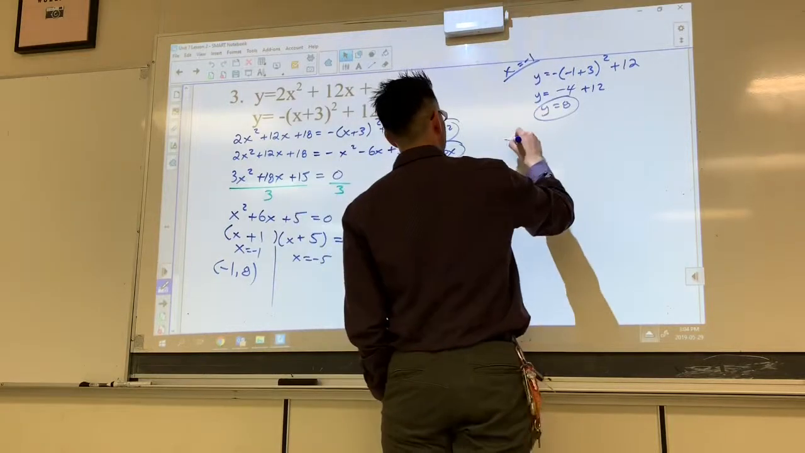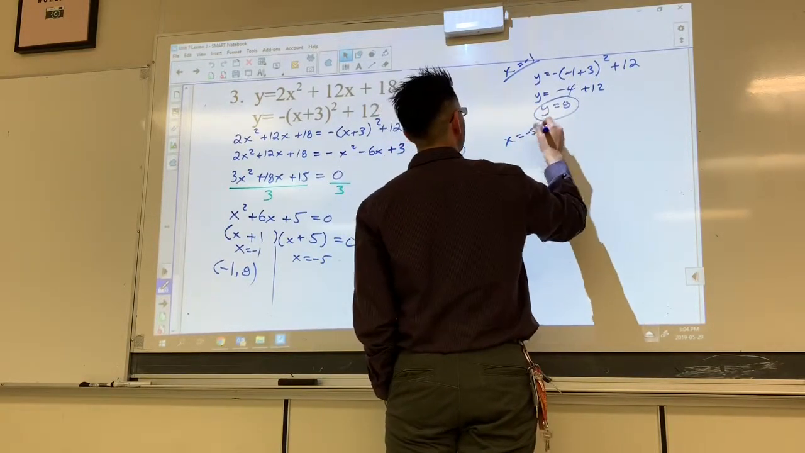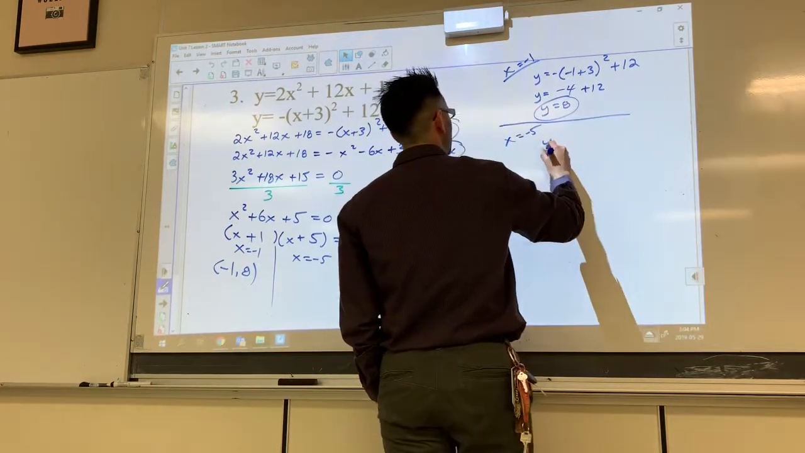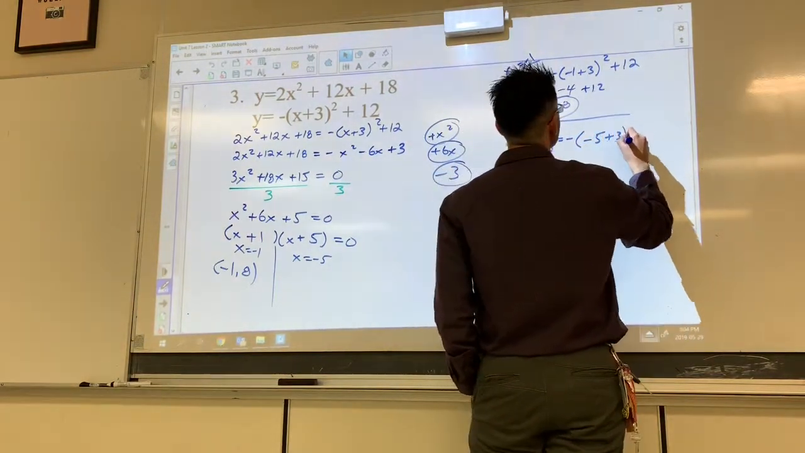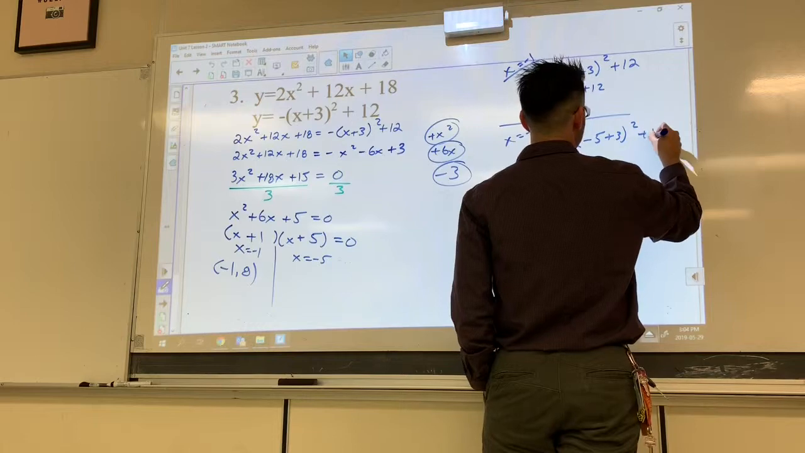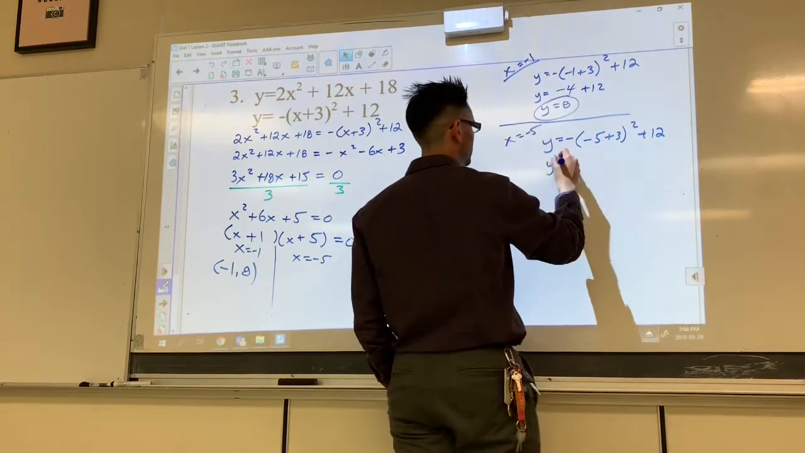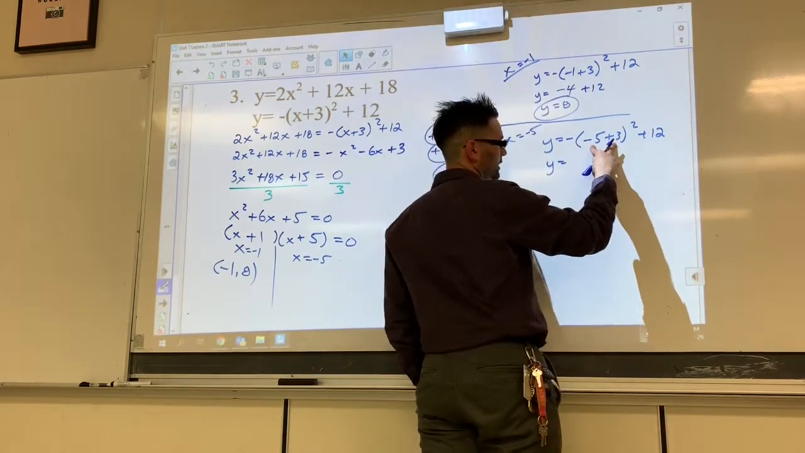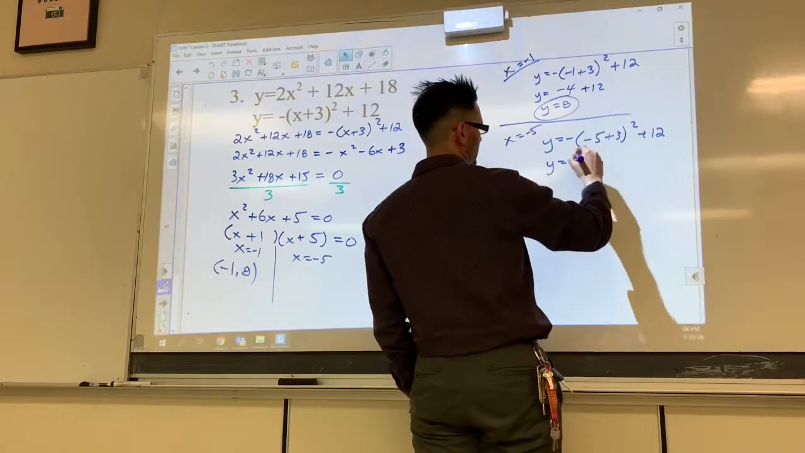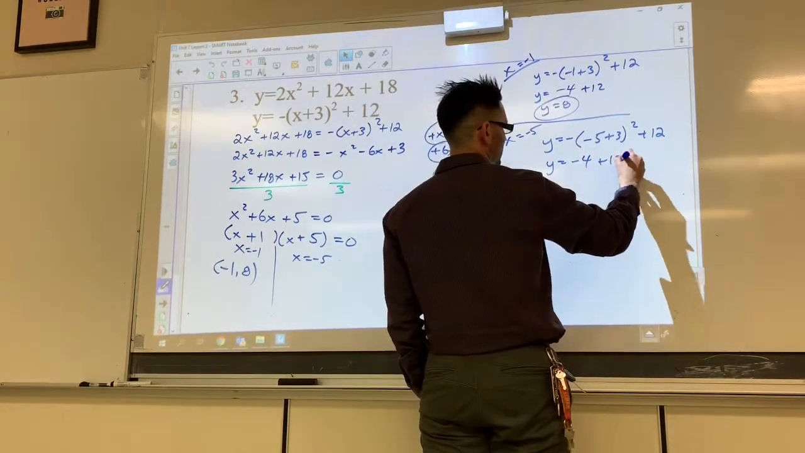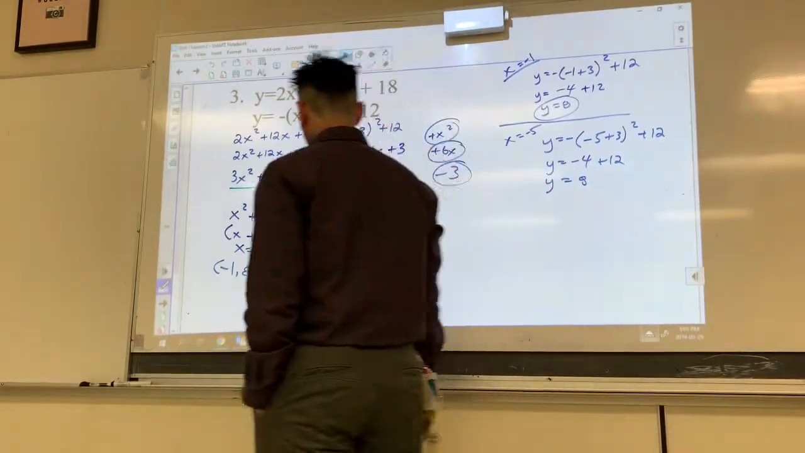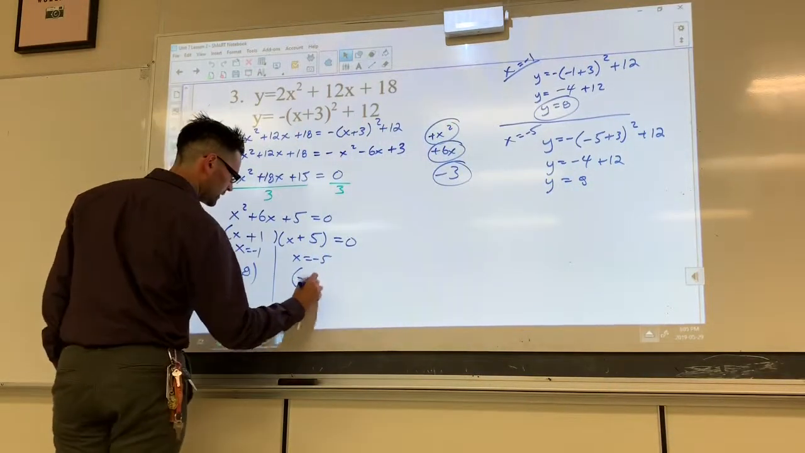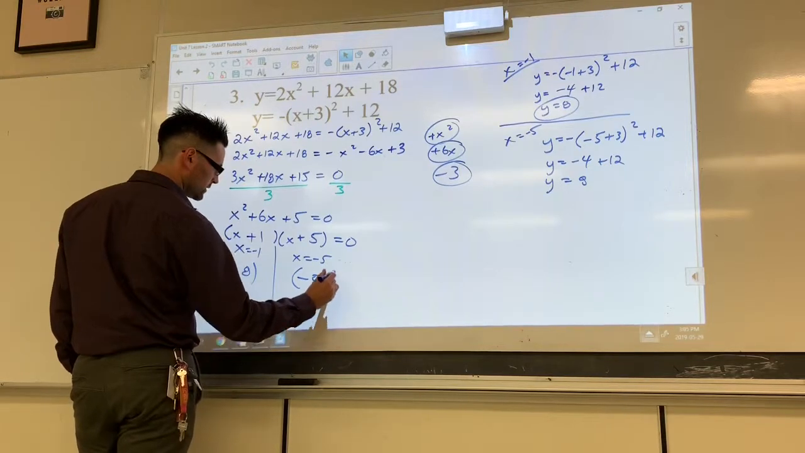And then I'm going to plug in x equals negative 5. So you get y equals negative (negative 5 plus 3) squared plus 12. So you get negative 2 in there. You square it, you get 4. And then the negative on the outside stays there. So you get the same answer again. So you get negative 5 comma 8. And you're done.